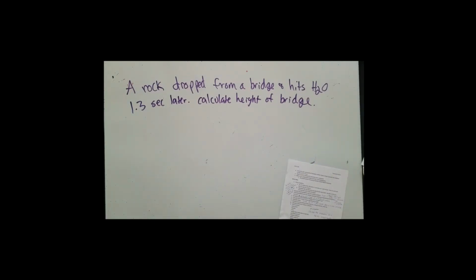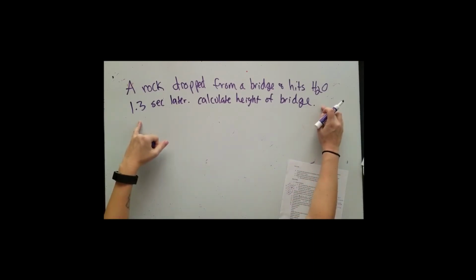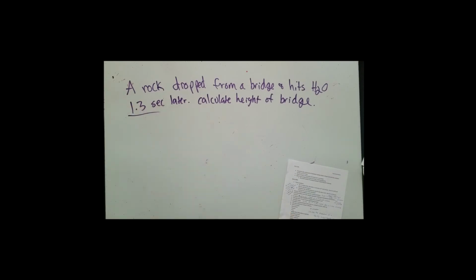All right, so let's start with my variables. I have a rock being dropped from a bridge, hitting the water. Looks like 1.3 seconds is the only piece of information given to me. So seconds is a time. I'm going to write that as variable t. It wants me to calculate the height of the bridge, so that's going to be either an h or a d, because height and distance are the same thing, just depends upon the equation we're using.